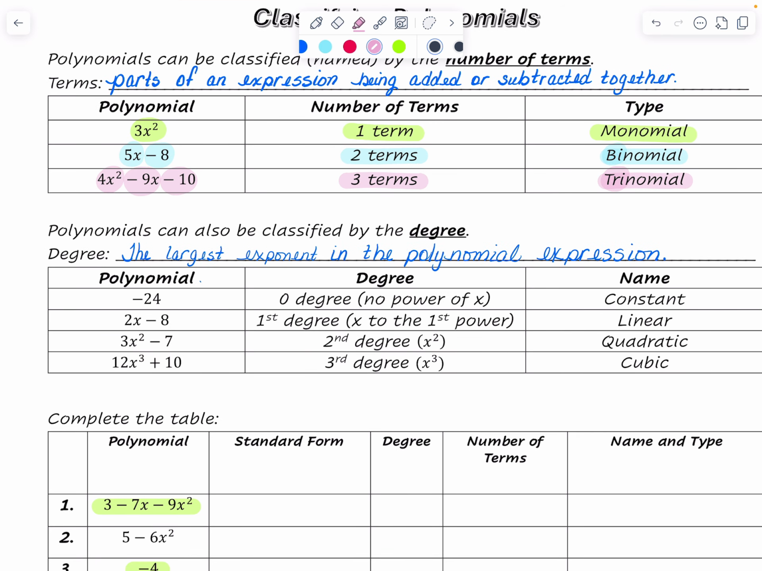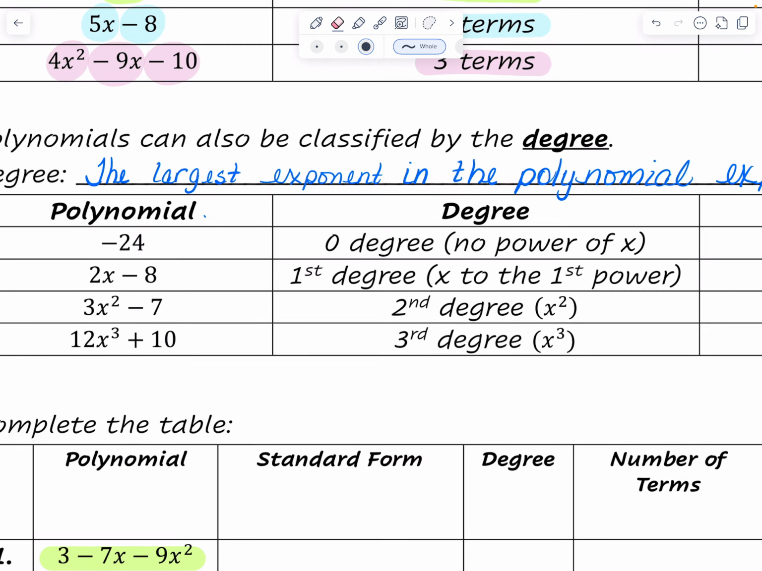Now, once we have these polynomials, we get to notice that they can also be classified by their degree. So a degree is an exponent. It's the largest exponent in the polynomial expression. So we're going to be looking for the exponents, and we're going to be looking for the largest value. There could be multiple exponents, but we want the largest one. So let's look at this first polynomial here.